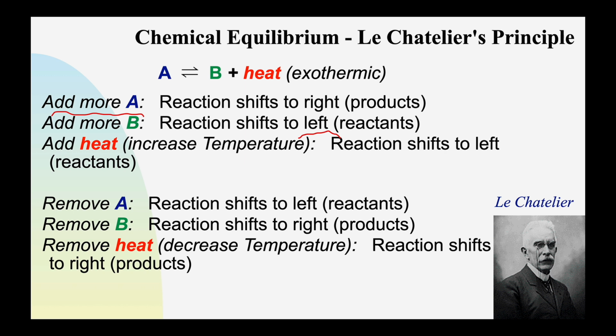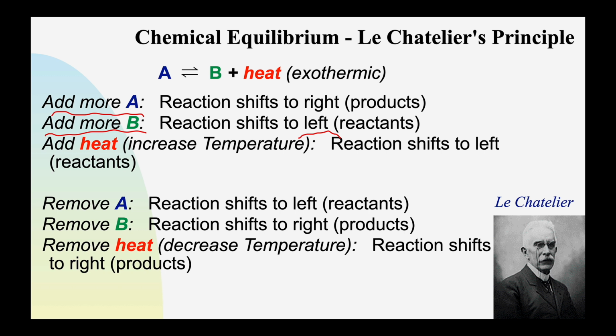So again, if you add something, the reaction shifts to the opposite side. So you add A, it shifts to the side with B. It's going to shift to the right because A is a reactant. And the second one there, as you add more B, a product, now the reaction's going to shift to the left, to the reactant side. So again, you add something, it goes to the opposite side.